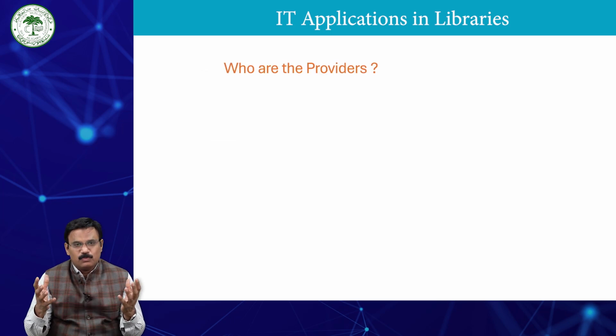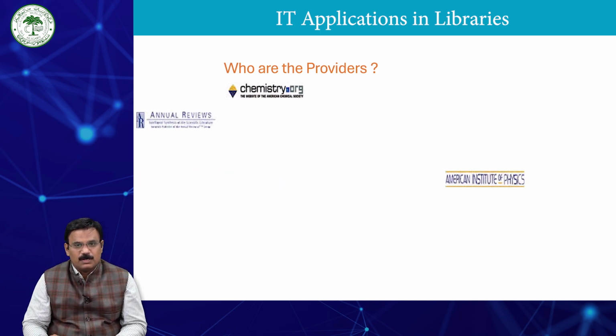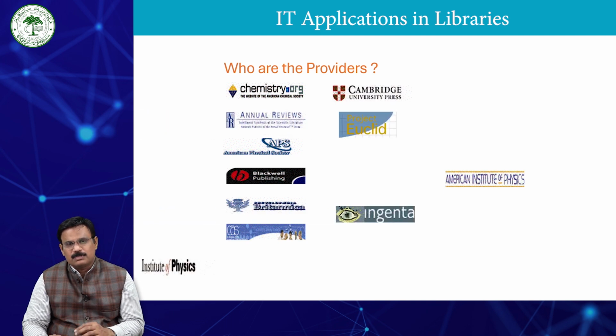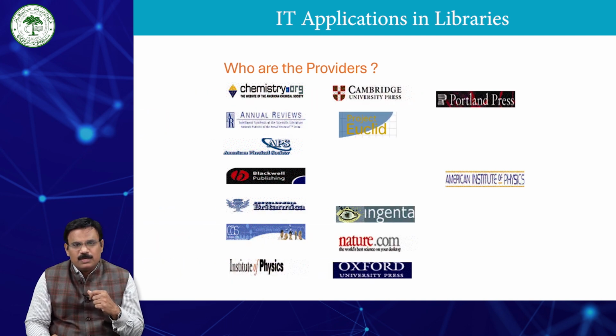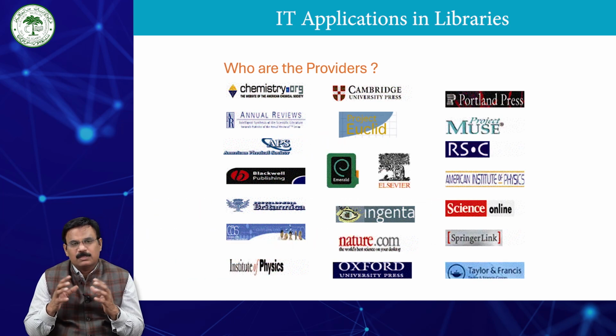Now let us discuss who are the providers of this consortia. So there are publishers like chemistry.org, American Institute of Physics, Annual Reviews, APS, Blackwell, Cambridge. There are many publishers, such as Elsevier, Nature. Almost all the commercial publishers are part of e-journal consortia.